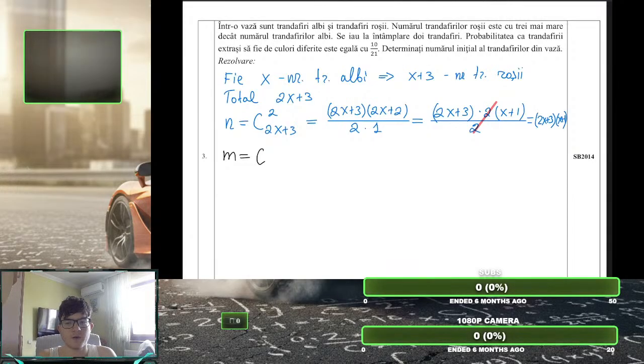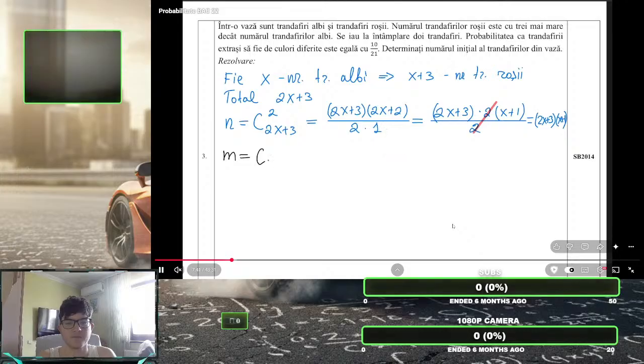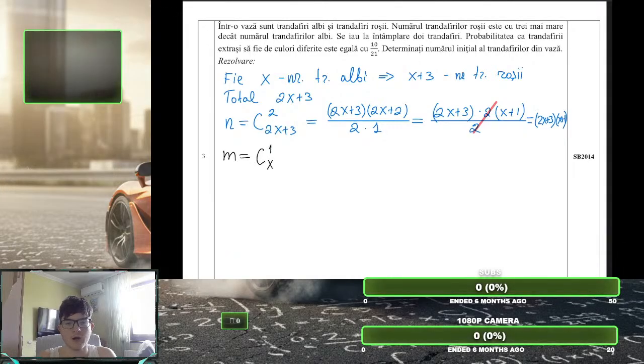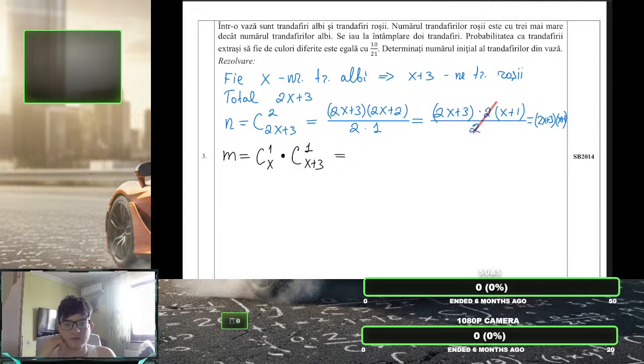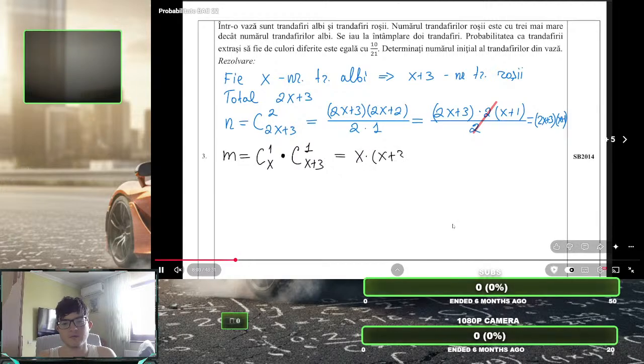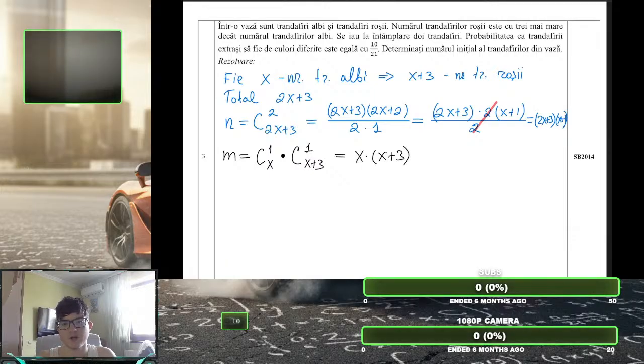Now in terms of m, like I said, x take 1 times c of x plus 3 take 1, right? So it's going to be essentially x times x plus 3, right? Genius! Now we have n, and I'm using the x form expression, and we equalize that with 10 by 21.